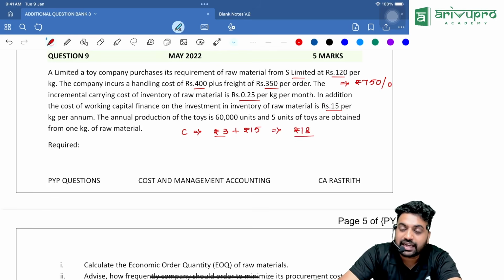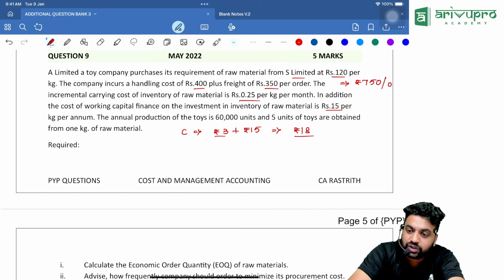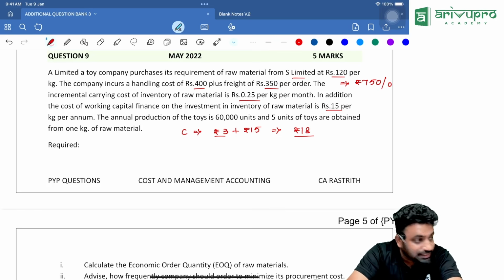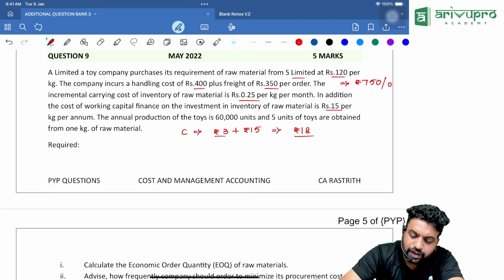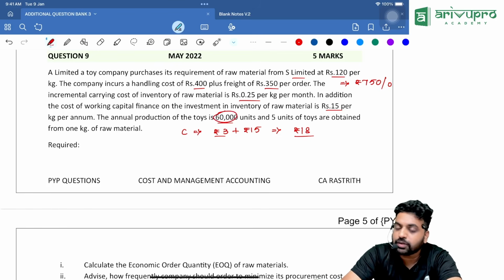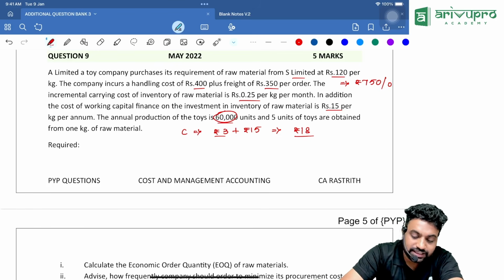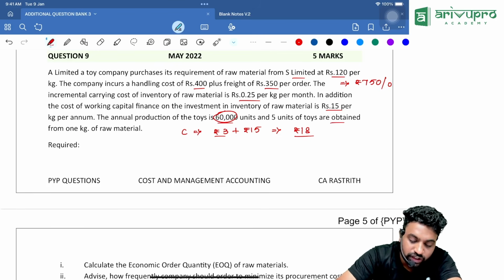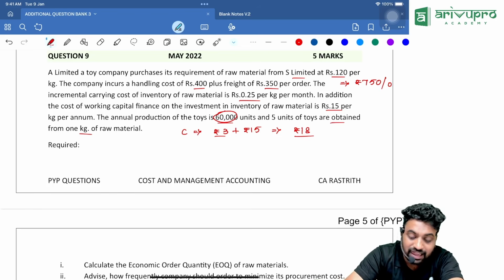Because I told you, carrying cost generally includes your storage cost, insurance cost, interest cost, obsolescence cost. Getting it? So many costs. So the annual production of the toy is 60,000 units. In a year, how many units are we producing? 60,000, and 5 units of toys are obtained from 1 kg of raw material.